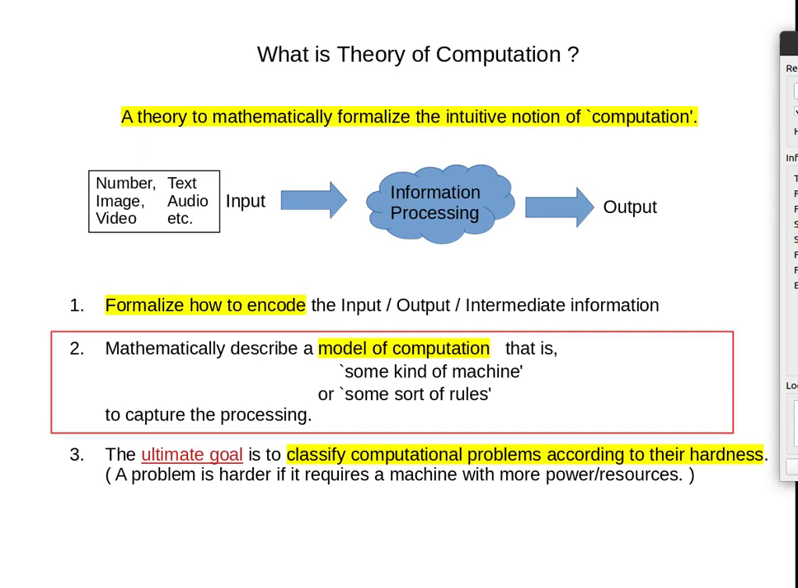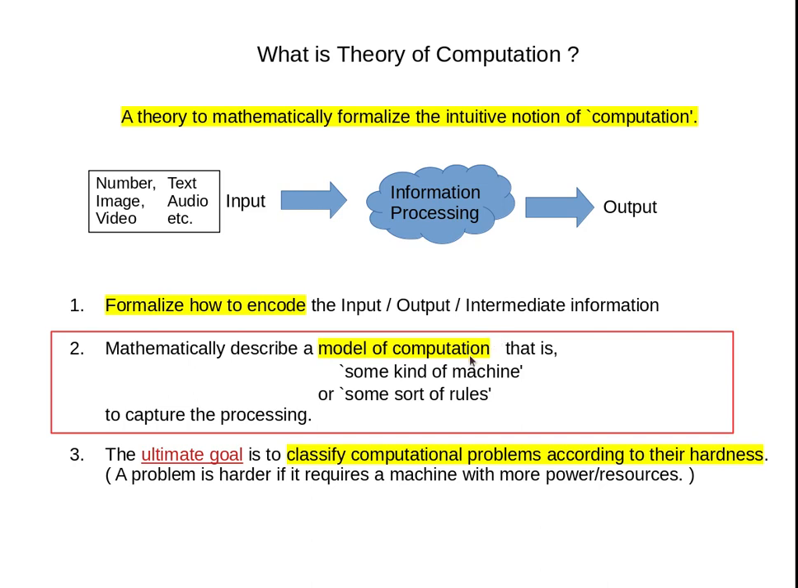So in the previous lecture, we said that theory of computation is all about formalizing the notion of computation, and we formalized this encoding of data as strings, right? We discussed concatenation of strings and all those things. Now we will give an overview of this model of computation.